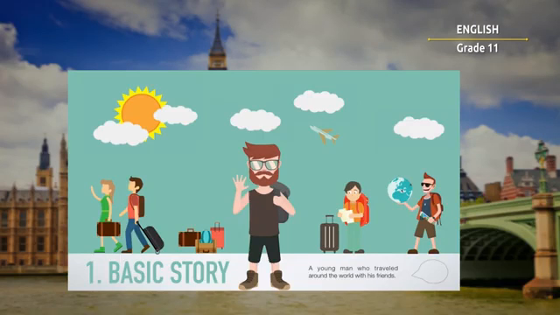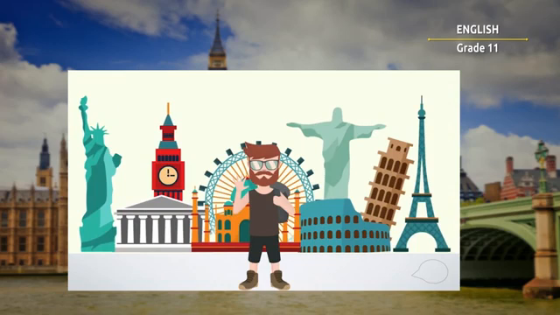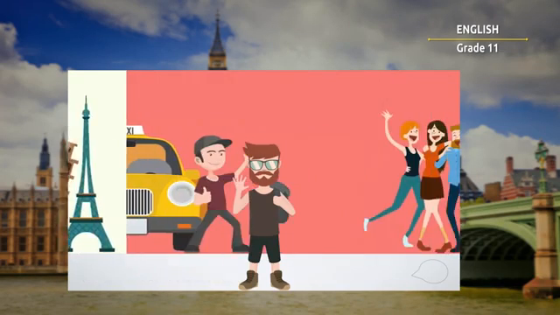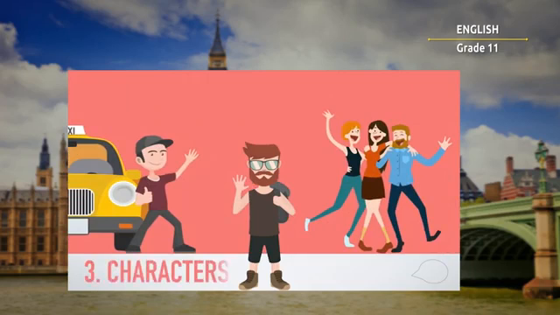The second step to telling a story in English is to decide the background. In other words, figure out where the story will take place. For our example, the background is Paris. The third step to telling a story in English is to decide the characters. In other words, deciding who will be the focus of your story. For our example, the characters are John, his friends, and a taxi driver they met in Paris.